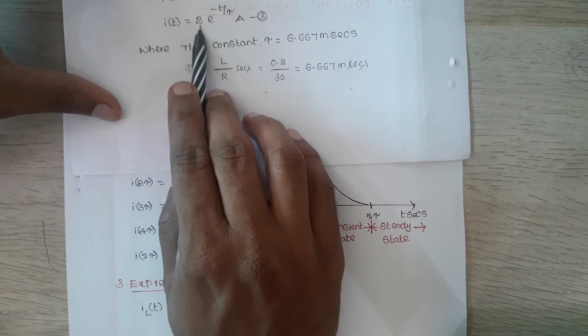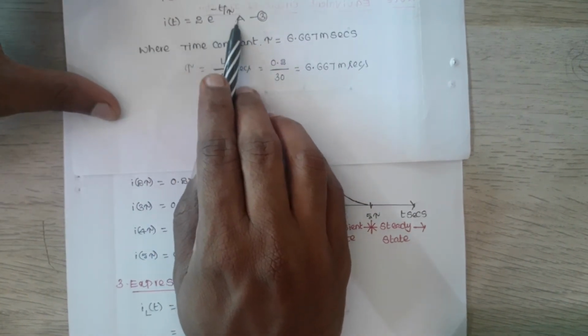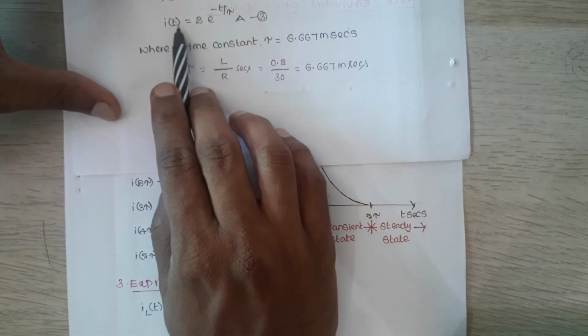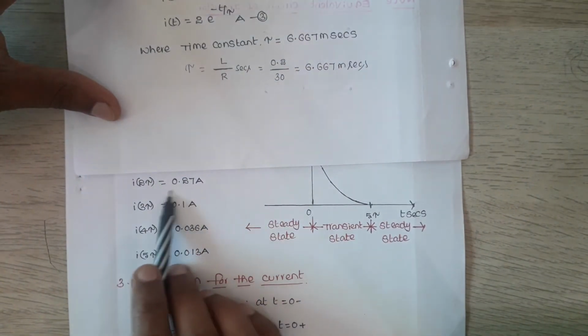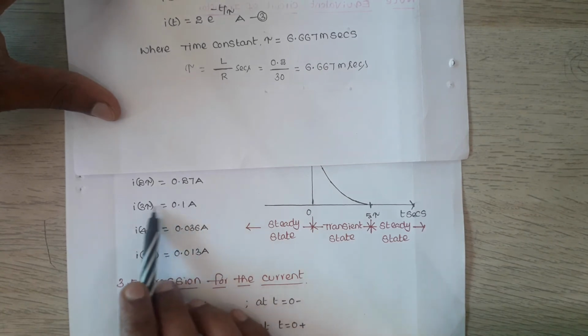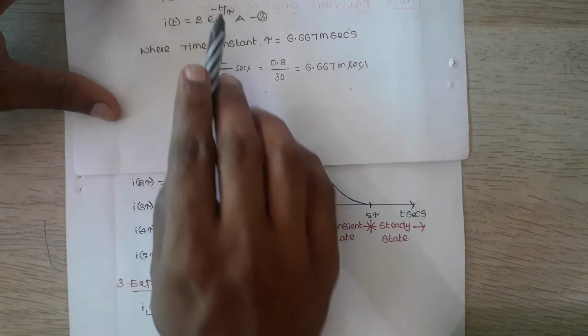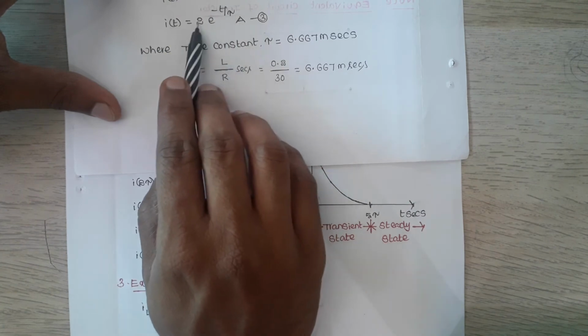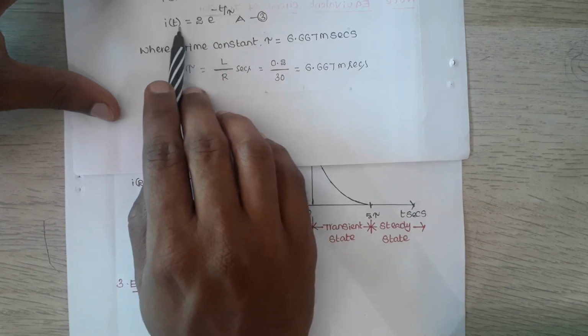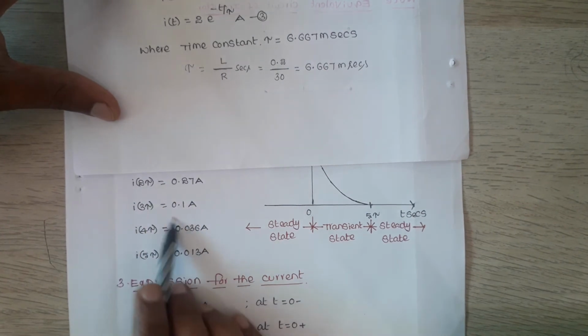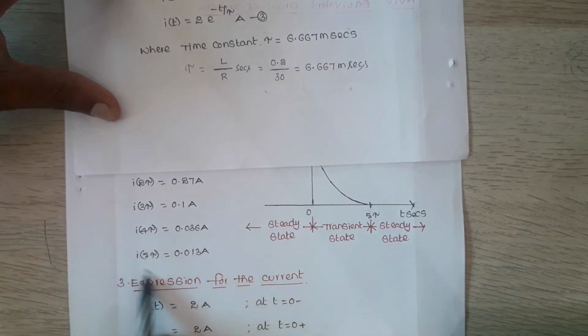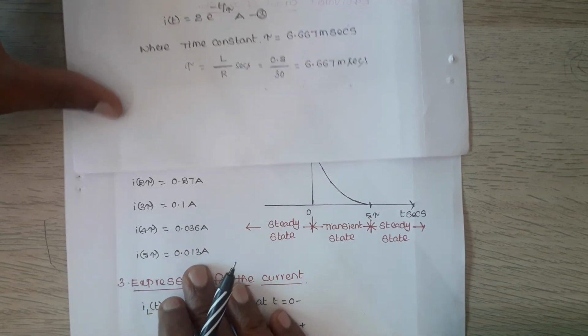Now take 2 time constants. I of 2 tau equal to 2 into e power minus 2 tau by tau. Tau gets cancelled, I of 2 tau equal to 2 into e power minus 2. So you get 0.27 amperes. Similarly t equal to 3 tau, I of 3 tau equal to 2 into e power minus 3, so 0.1 ampere. Similarly for 4 time constants and 5 time constants. Finally it is close to 0 at 5 time constants.